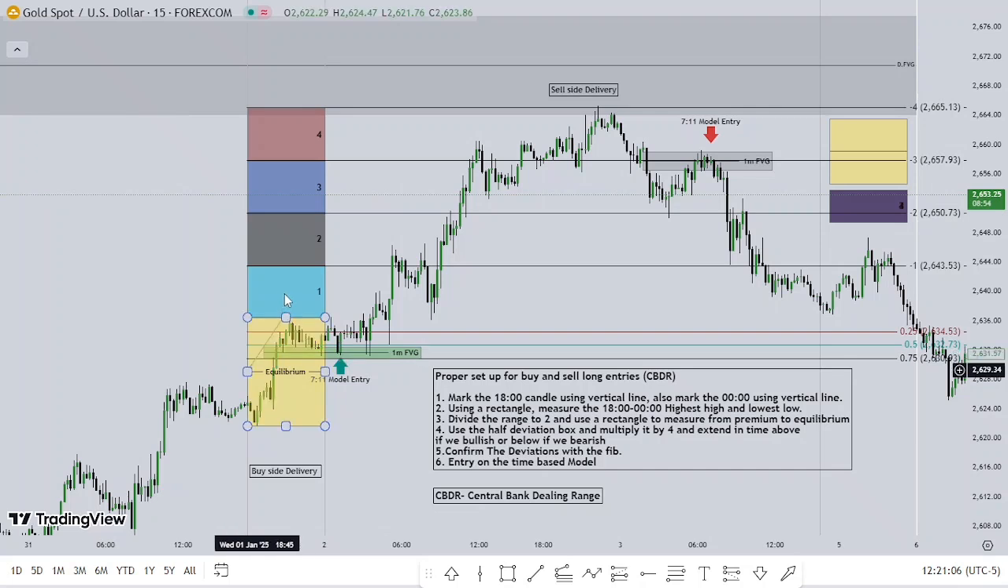So if you can see here, from this low here to this high here, we have the 50% here, which is the green line, this 0.5, and we have a fair value gap below it. So at this time, we have our model called the 711 model.